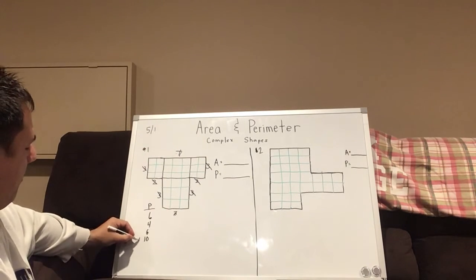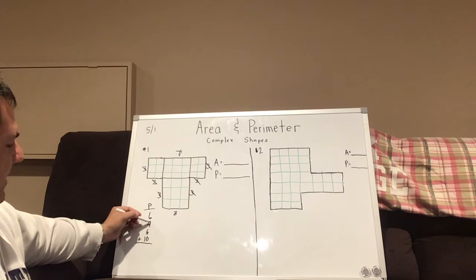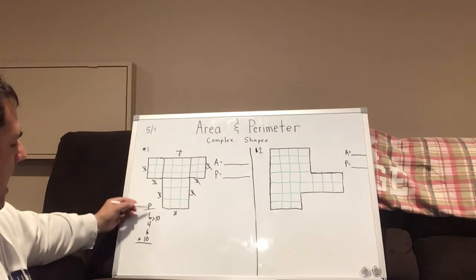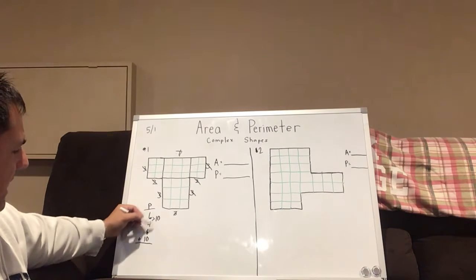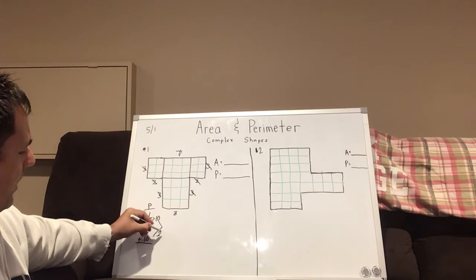And now, perimeter is just adding up all of the sides. Well, I already have a 6 and a 4. If I add 6 plus 4, I get 10. I already have another 10 down here. So 10 plus 10, I'm going to draw a little caret here so you can see it, is 20.